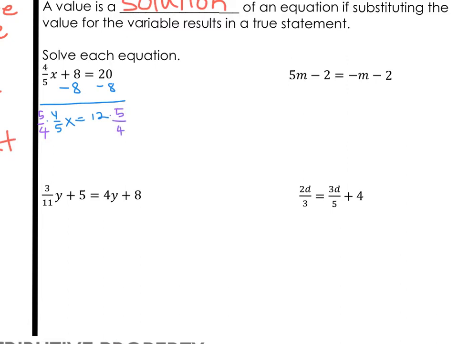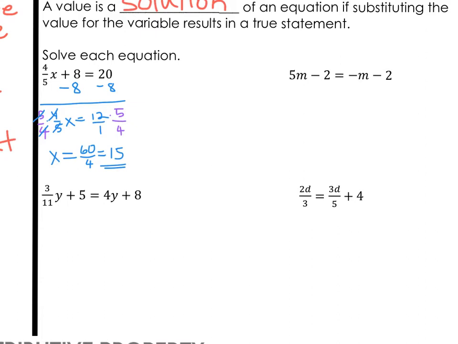So what I'm going to do is I'm going to write 12 as 12 over 1. And then we can just multiply straight across. On the left side, the 4 on top and bottom cancel, and the 5's cancel, giving you just x. On the right, 12 times 5 is 60, divided by 4, and that actually equals 15. Therefore, x equals 15.